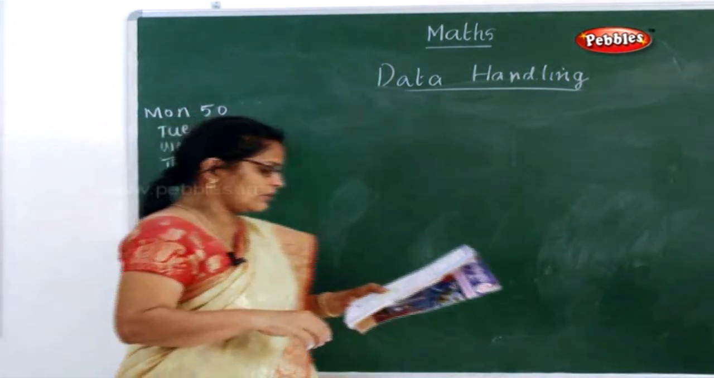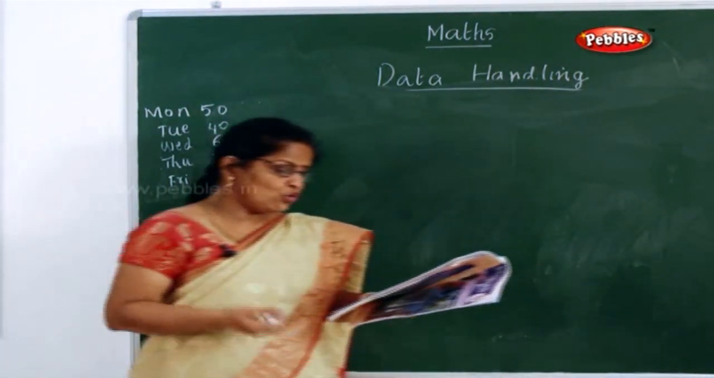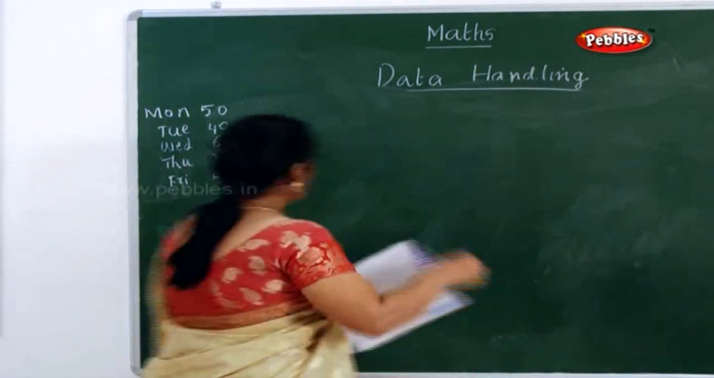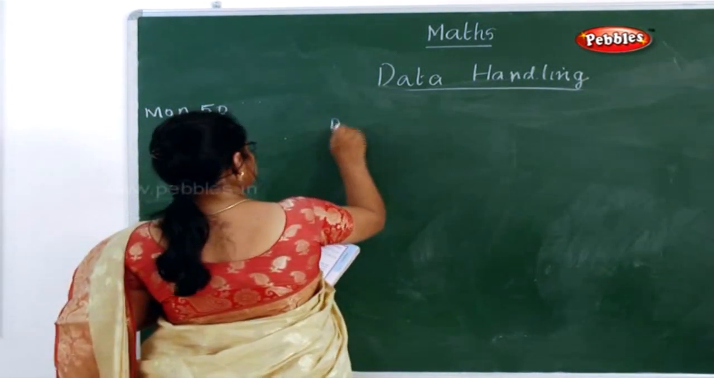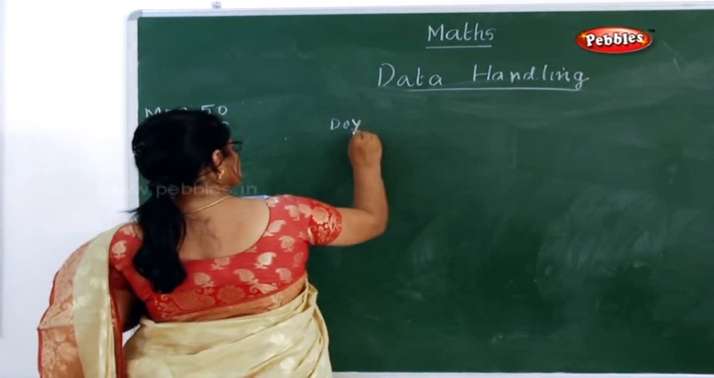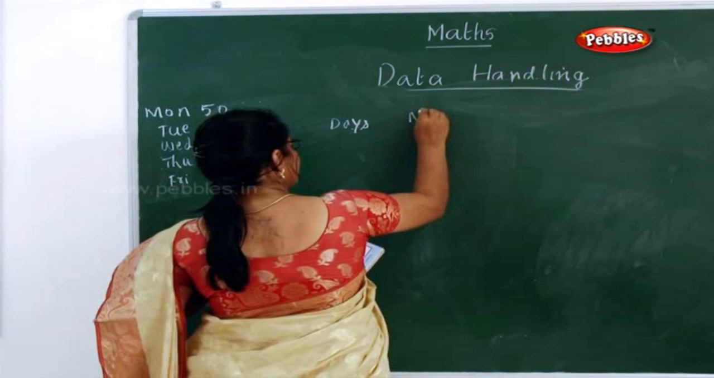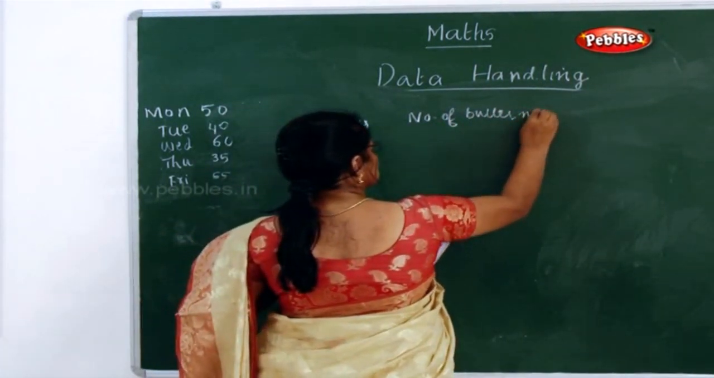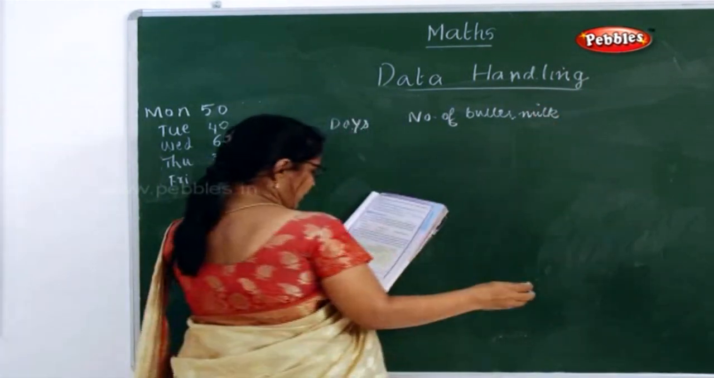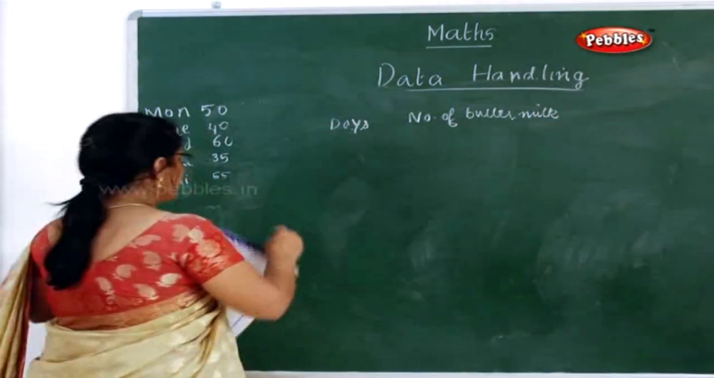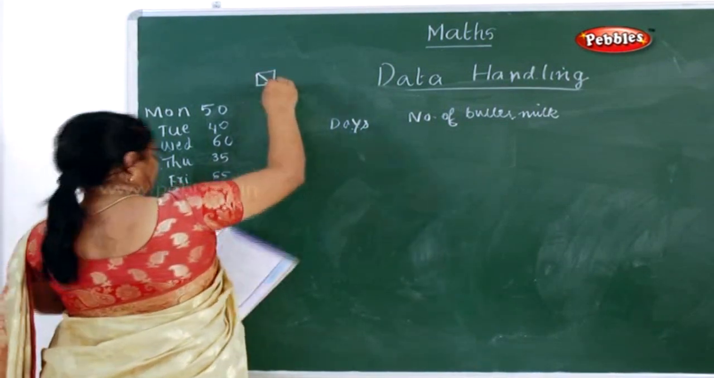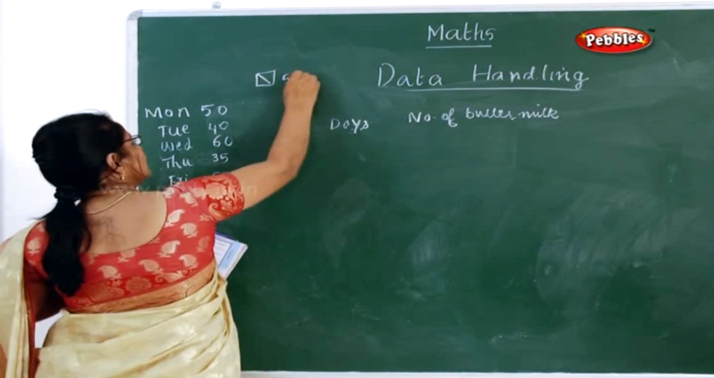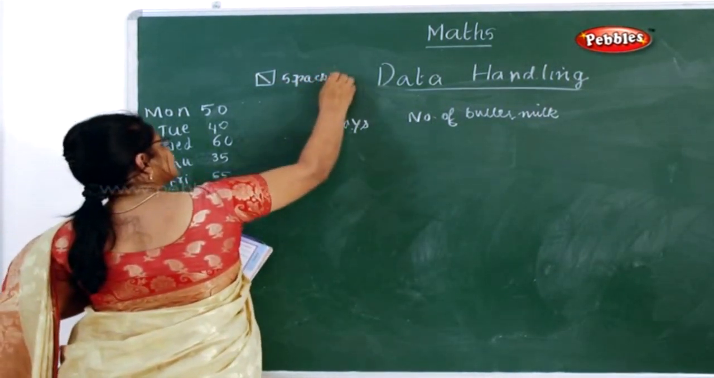Now what is the question? Now what you have to do? You have to draw the pictograph. Now this is what you have to do. Days, you have to write like this. Then number of buttermilk packets. Okay, now they have already given one buttermilk, like this I can draw. This is a buttermilk packet. This represents 5 packets.